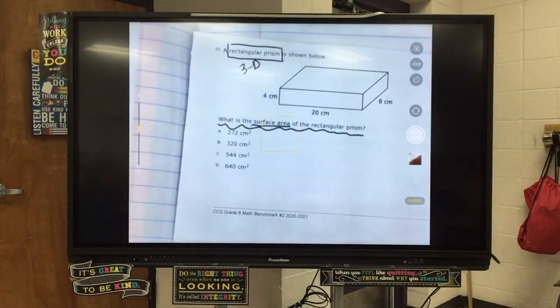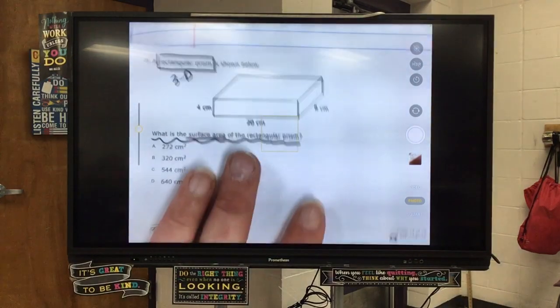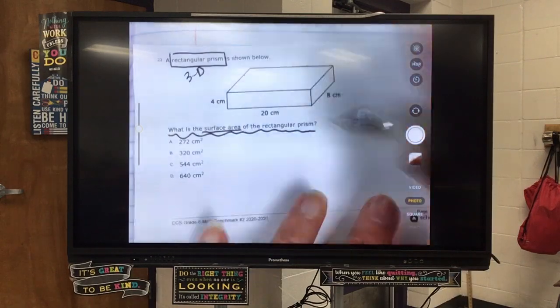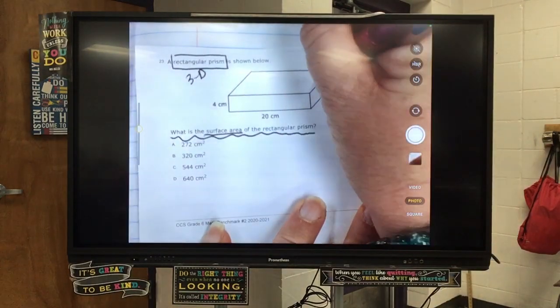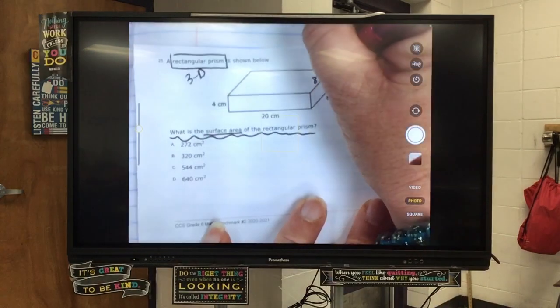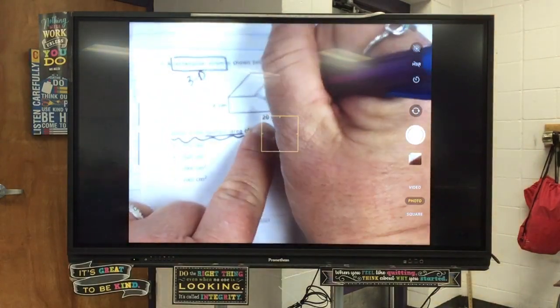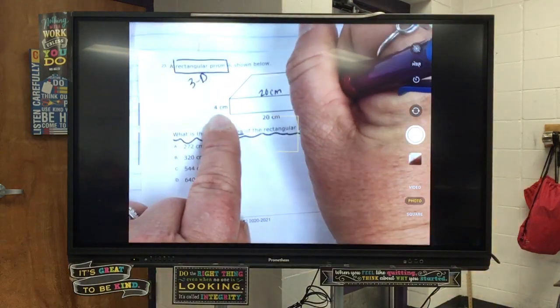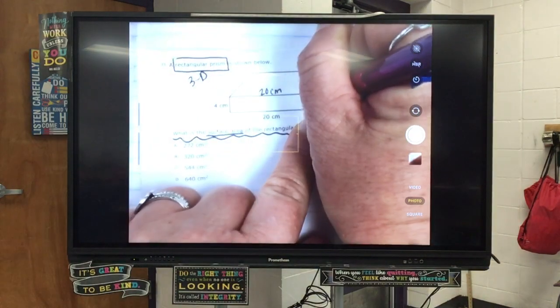All right, so what do we know about all the sides of this shape? They're all different, okay. What else do we know about the sides? They're all rectangles. What do we know about the opposite sides of rectangles? Ben? They're always the same. Always the same. So if this bottom line is 8, I know this top line is 8, right? So 8 centimeters here. This bottom line is 20, I know the top line is 20. And if the left side is 4, I know the right side is gonna be 4.